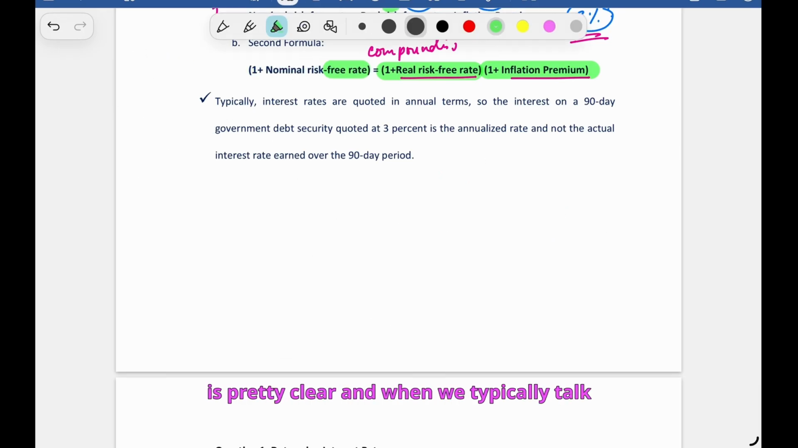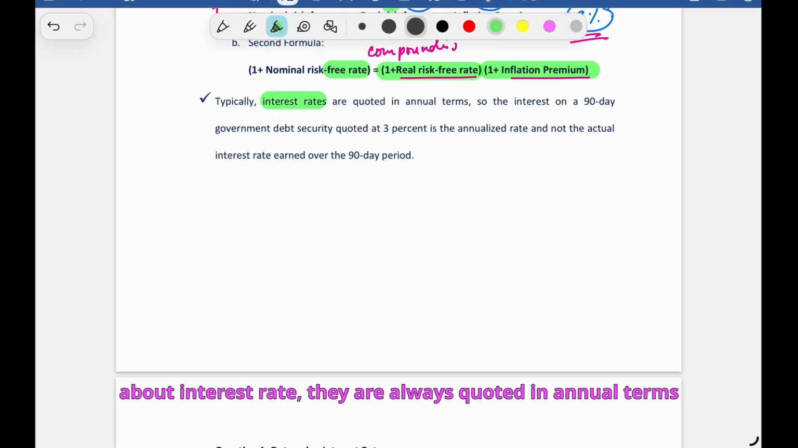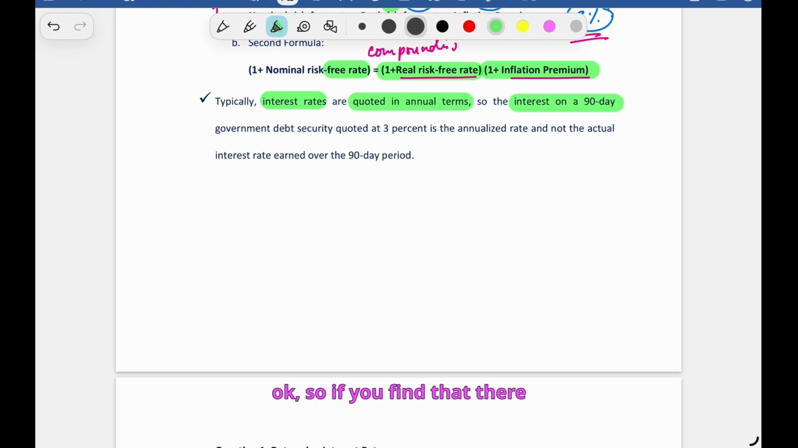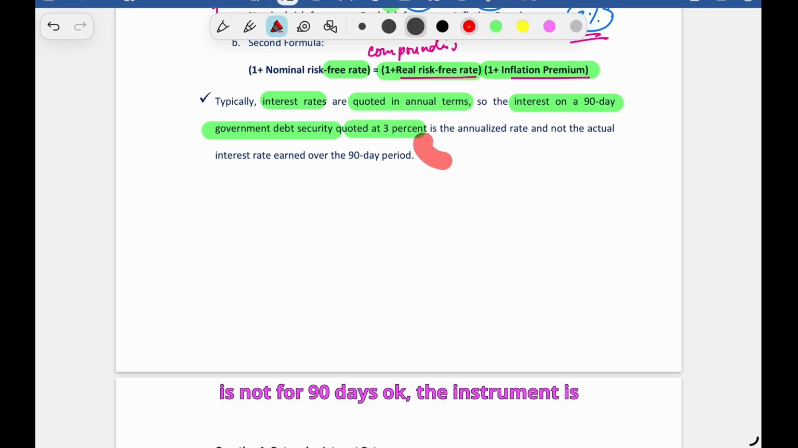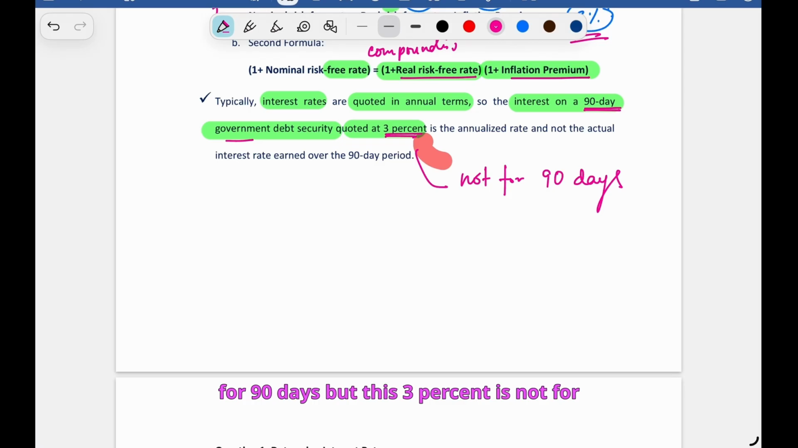And when we typically talk about interest rates, they are always quoted in annual terms, okay? So if you find an interest rate on 90-day debt securities, say for example any T-bill or something like that, and it is quoted at 3%, this 3% is not for 90 days. The instrument is for 90 days, but this 3% is actually the annualized rate and not the interest rate over 90 days. You'll have to take care of this.